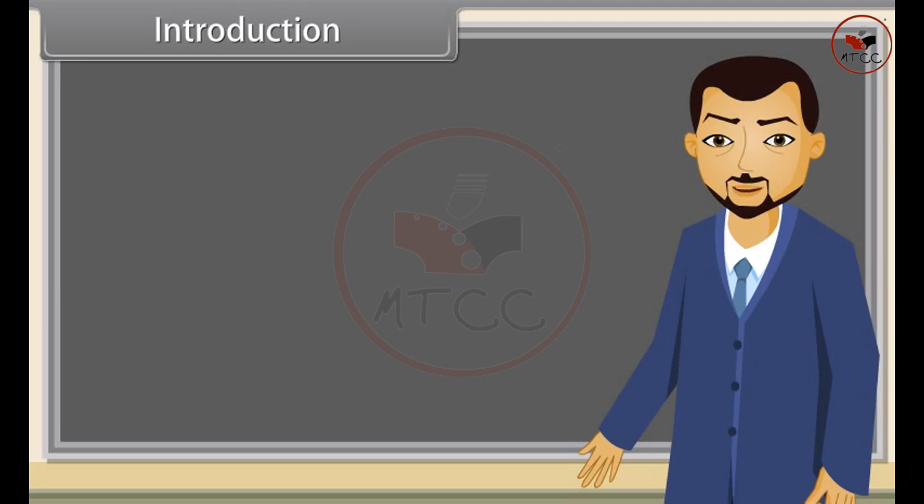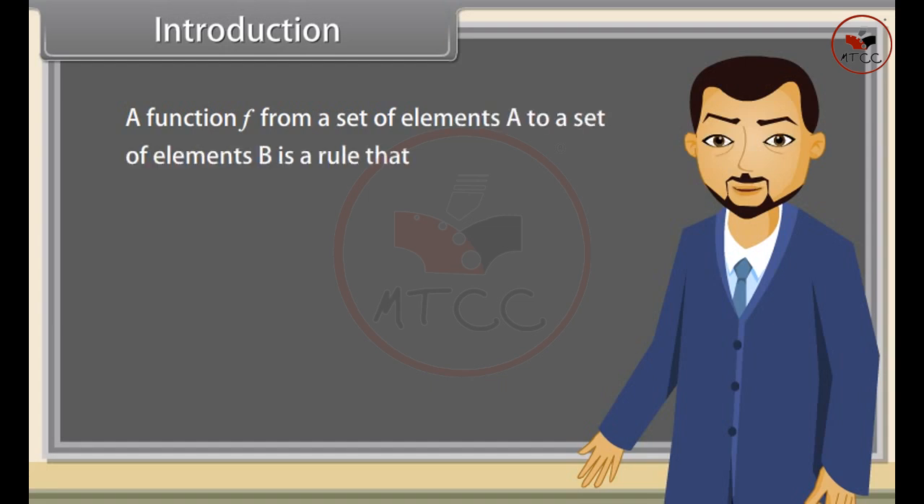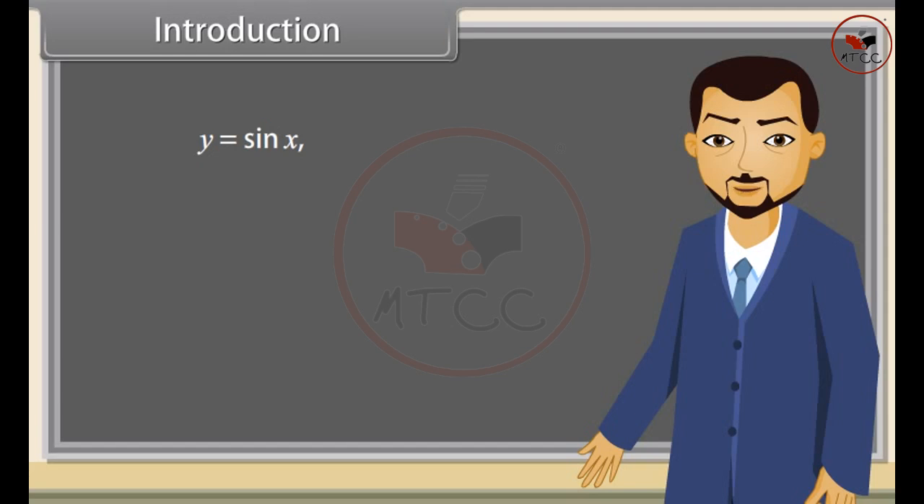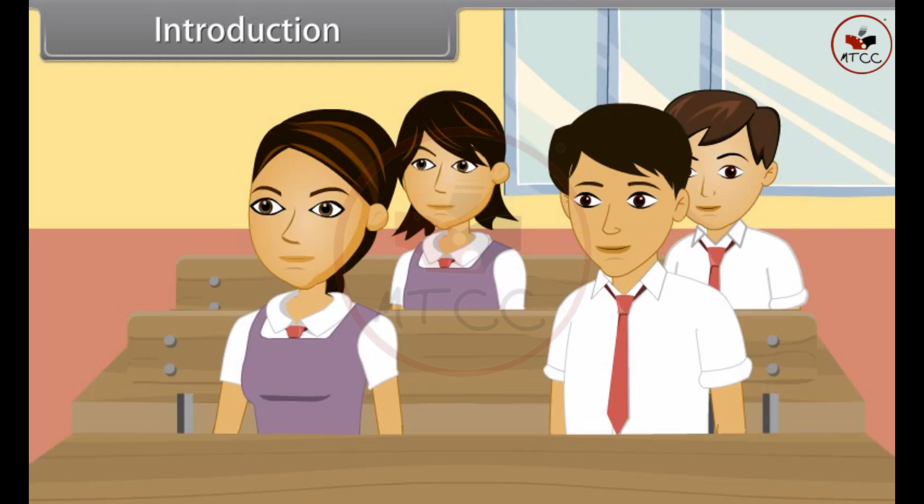Before we define the inverse trigonometric functions, we need to think about exactly what we mean by a function. A function f from a set of elements A to a set of elements B is a rule that assigns to each element x in A exactly one element f of x in B. y is equal to sin x, y is equal to cos x, and y is equal to tan x are functions in the sense of this definition, with A and B being sets of real numbers.